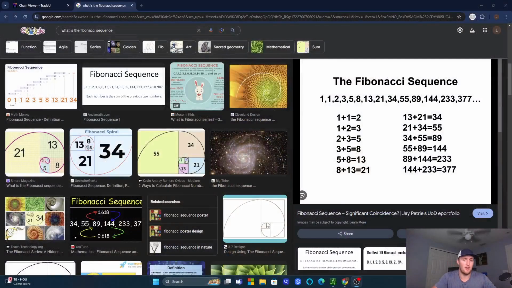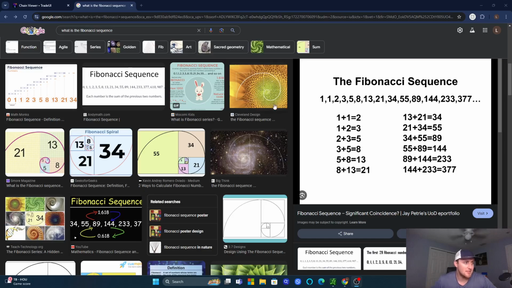So if I go to my screen over here, you'll see the Fibonacci sequence. The Fibonacci sequence is just a mathematical computation where you add two numbers and you get a result. Then you add the result with the past number to get the next result, and so on and so forth in the sequence. So what that means is 1 plus 1 is 2, 2 plus 1 is 3, 3 plus 2 is 5, 8 plus 5 is 13, and so on and so forth.